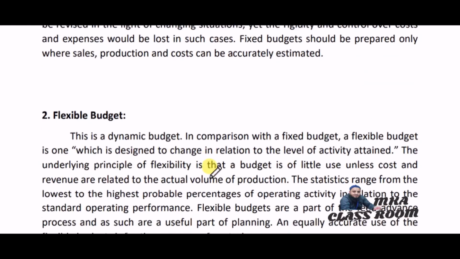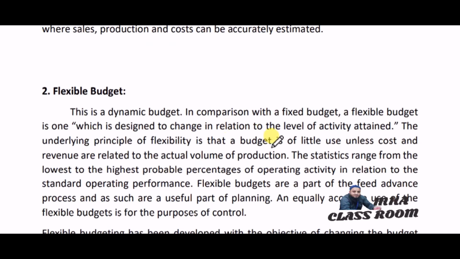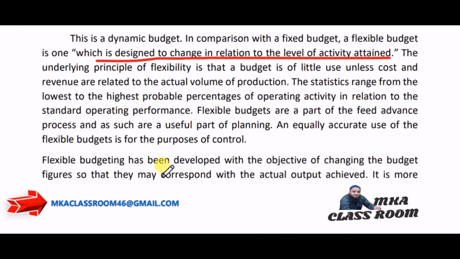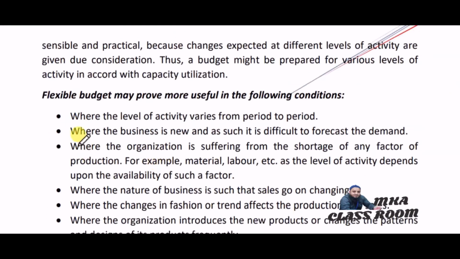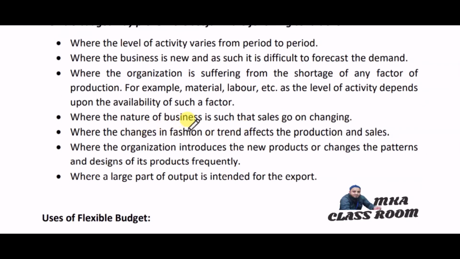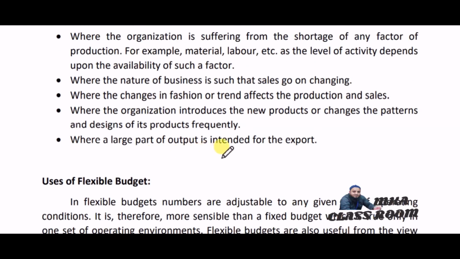Then the flexible budget. This is a dynamic budget. In comparison with the fixed budget, a flexible budget is one which is designed to change in relation to the level of activity attained, that is, which can be changed from time to time. Flexible budgets may prove more useful in the following conditions: where the level of activity varies from period to period, where the nature of the business is such that sales go on changing, and where a large part of output is intended for export.